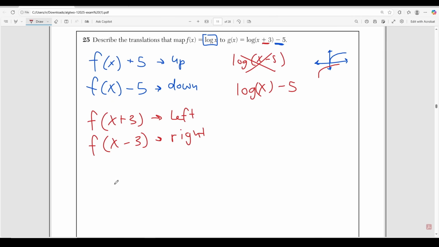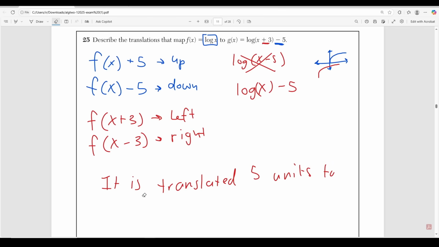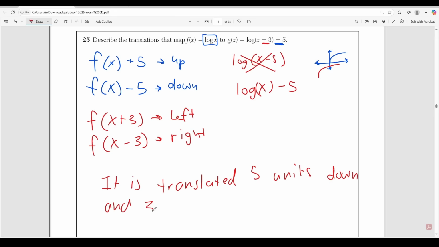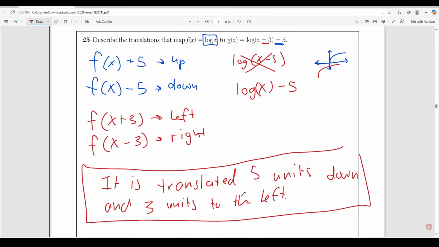So we can say that it is translated 5 units down, and 3 units to the left. And that's all we need to do to get full credit for this question, okay? 5 units down, 3 units to the left.